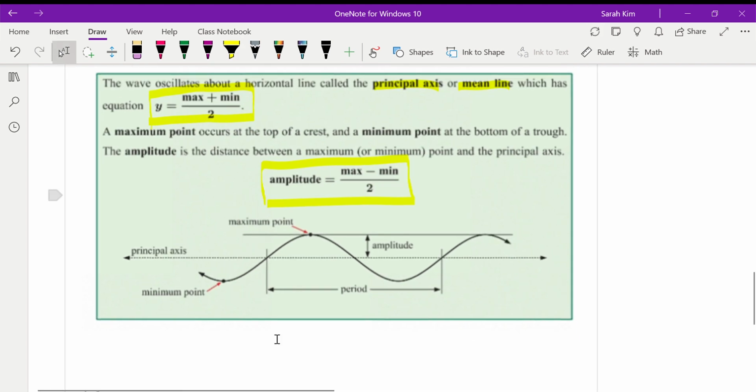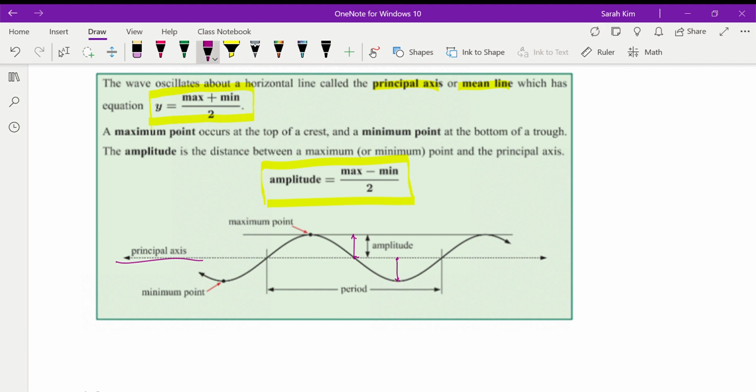So that's a summary of basically what I've just told you. Copy this graph down nice and neat. So you've got the principal axis, maximum point, minimum point, and as you can see, from the halfway point to the maximum, it's called an amplitude. Also similarly, from the halfway point to the minimum point, which is the bottom of the trough, should be the same amplitude. So make sure you understand that.